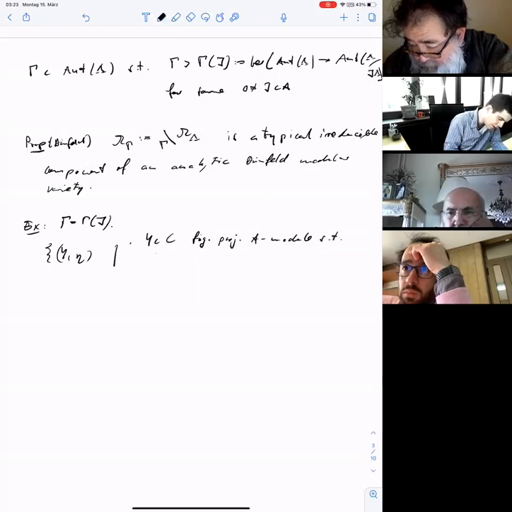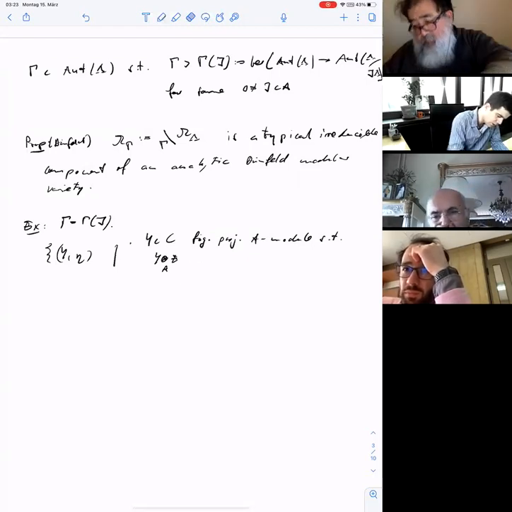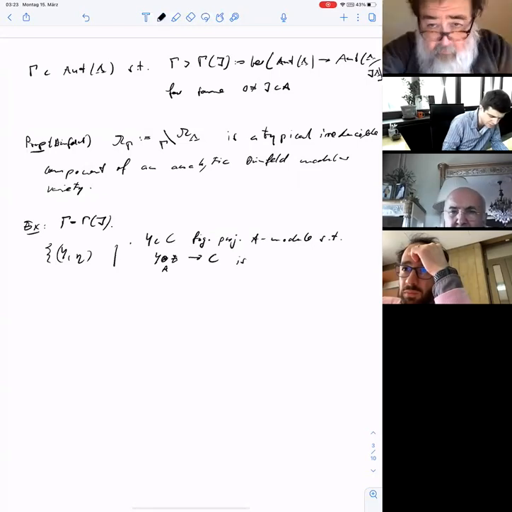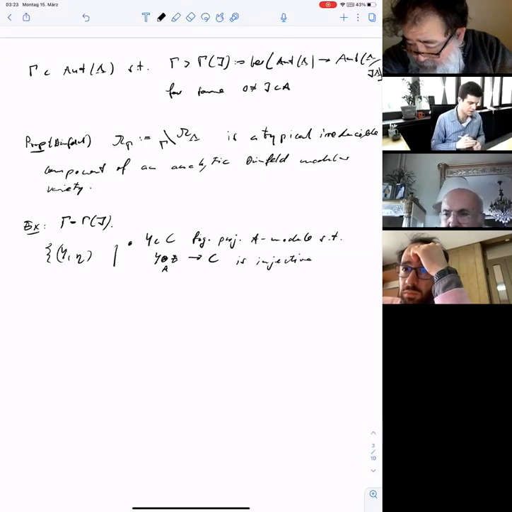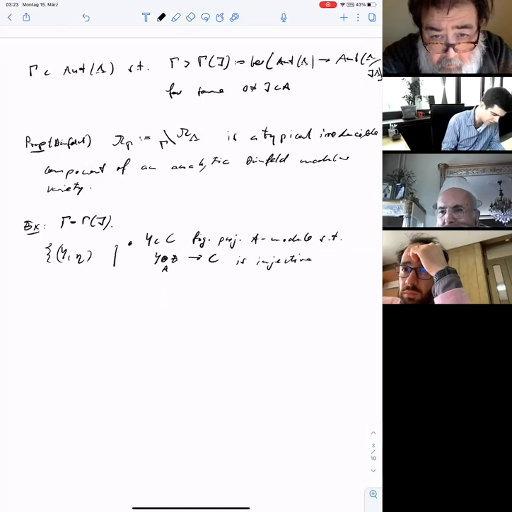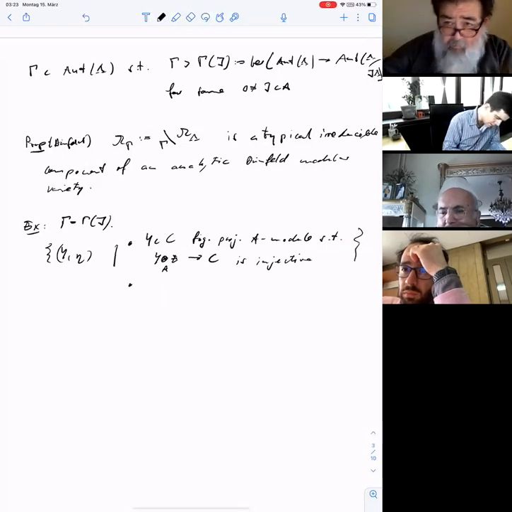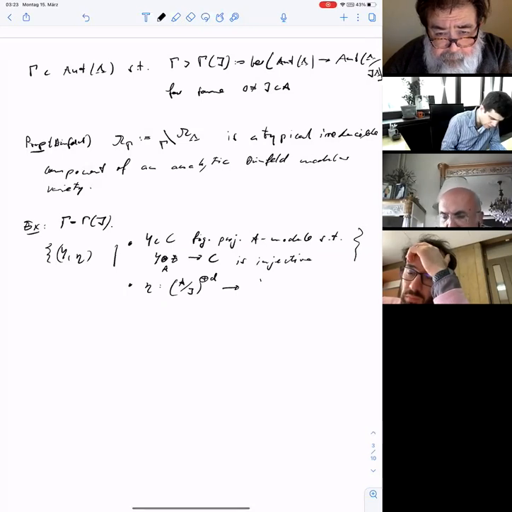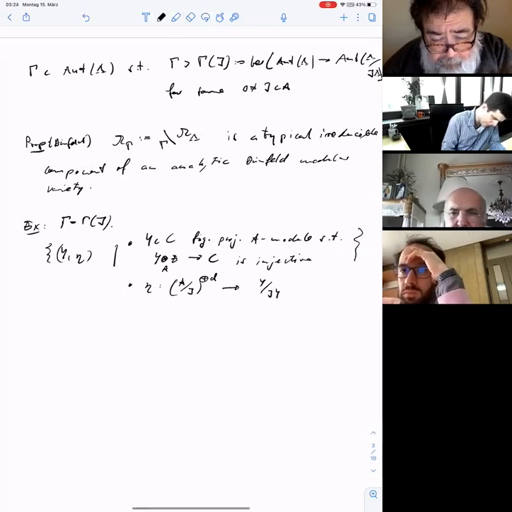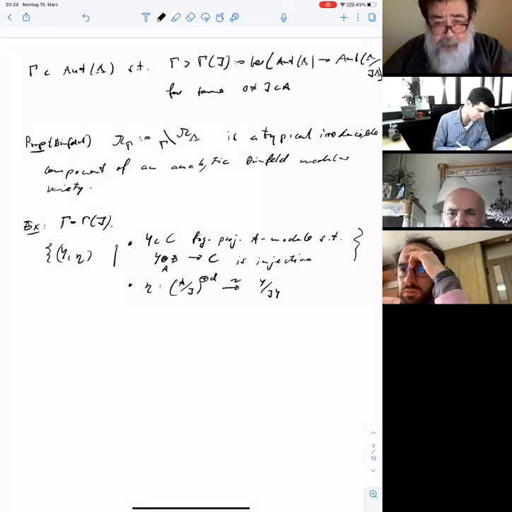Such that the natural map from its tensor product with E to C is injective. So such Ys are called lattices, A-lattices of C. And eta is a level structure, so it goes from A^J to Y over J, Y. It's an A-linear isomorphism.